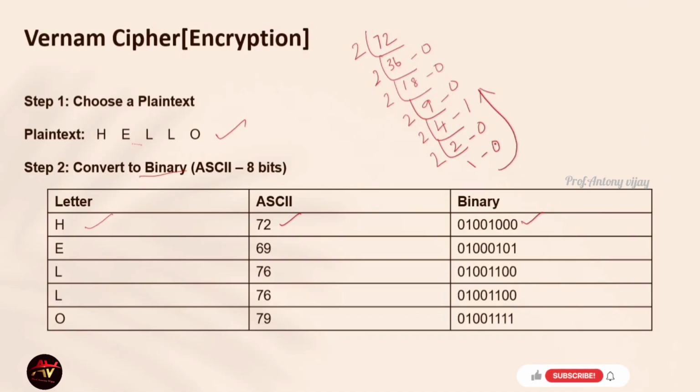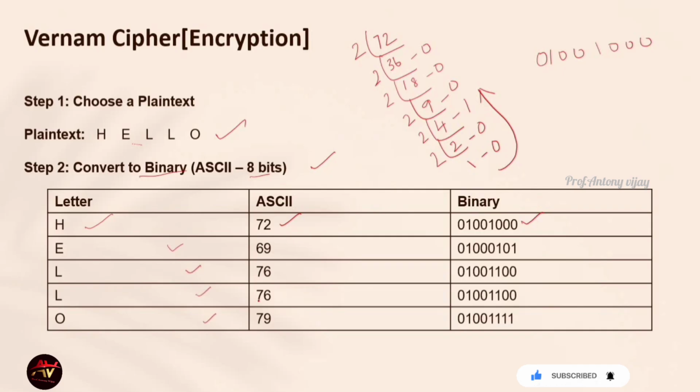So here we have 1, 2, 3, 4, 5, 6, 7 digits. We have to form 8 bits, but here it is only 7 bits: 1, 0, 0, 1, 0, 0, 0. So in the prefix you have to add one more 0 to form 8 bits. Likewise you have to create it for E, L, L, O.